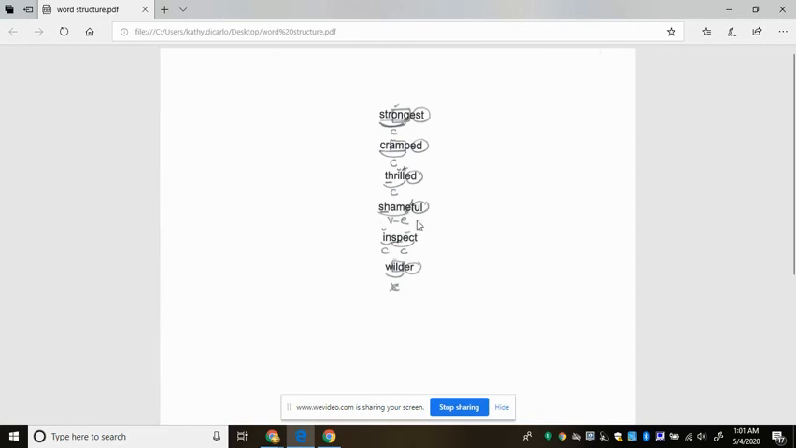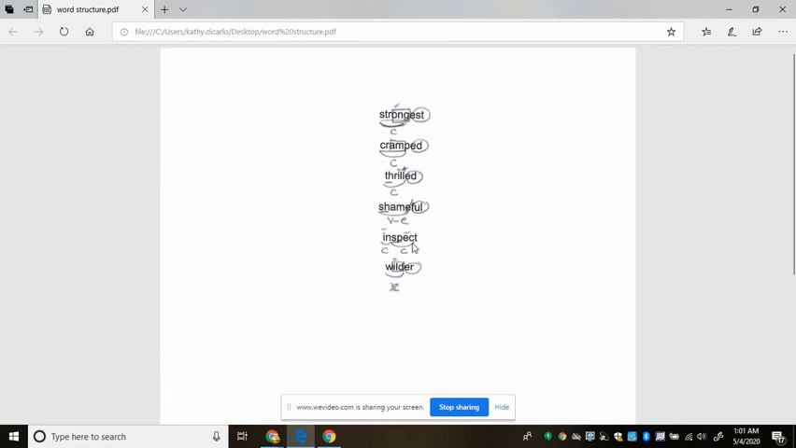Shameful. Shame is the base word. The syllable is vowel, consonant, E. I made sure I crossed out that E, and make sure you put a line above the A. I didn't do that there. Make sure you do show that it is a long A sound. And then circle the suffix ending.